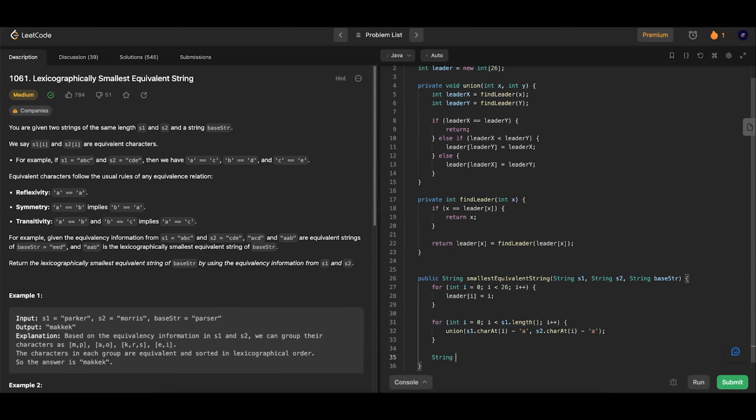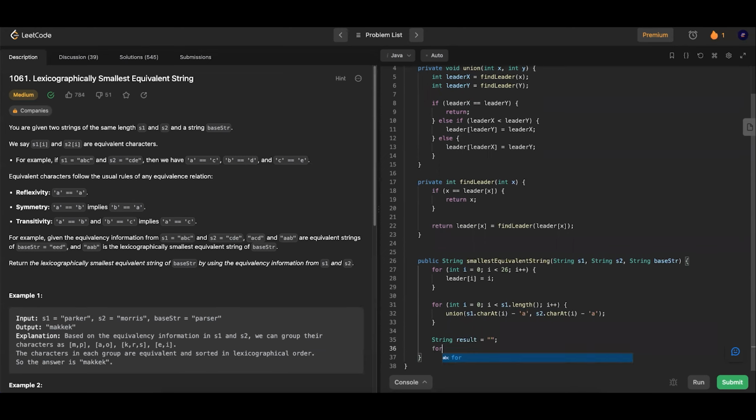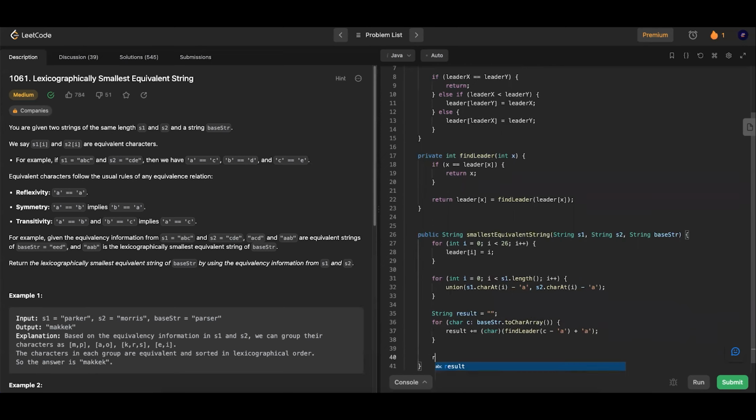So string, let's say it as result, and initialize with empty string. Now we traverse through the base string. Let's convert it to a character array, and now result plus equal to, let's find the leader for the character. We have to pass the integer, so we subtract a. It returns an integer, so we again have to convert the integer to character, so plus a, and we convert this integer to character. Finally we return the result.